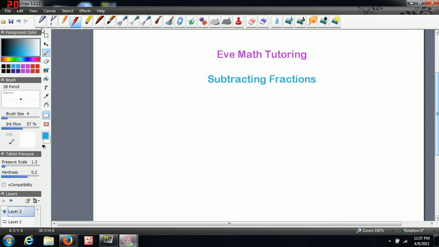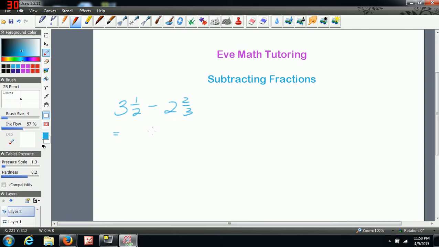Let's try some mixed examples with mixed fractions. Okay, now in this case, when you're subtracting mixed fractions, first thing is the whole numbers you're going to go ahead and subtract, but for the fractions here, we need to have common denominators.